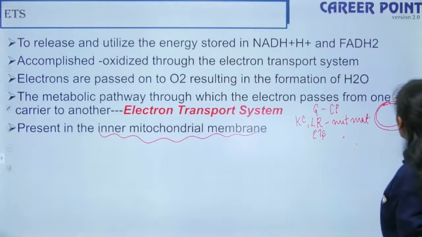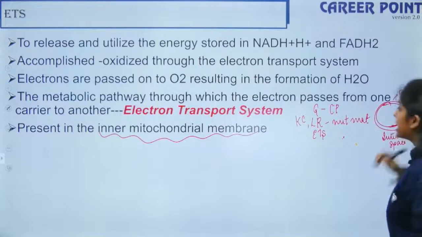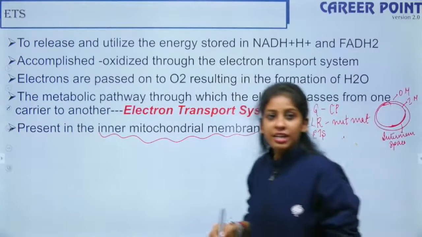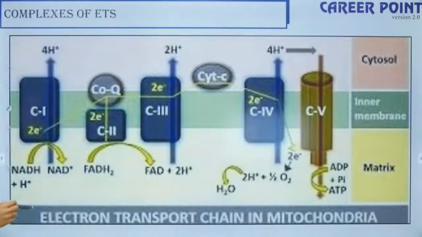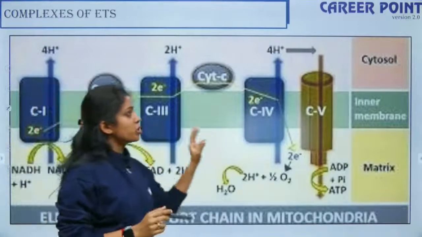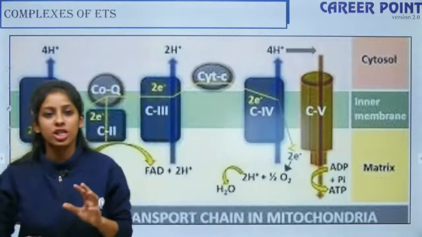We have an outer membrane and an inner membrane, right? This space is the intermembrane space. Your ETS is present on this inner membrane. Okay, fine, right. So we move forward. Your electrons move through a series of complexes, and that is why it is called the electron transport system.